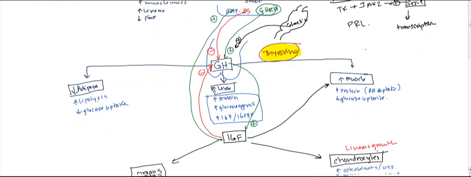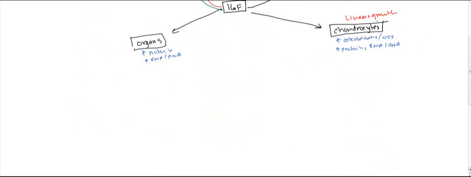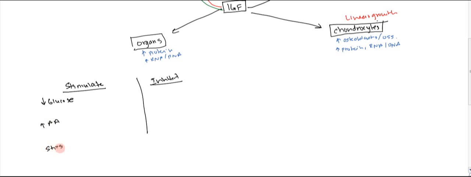Okay, so now that we've looked at these, let's look at things that can stimulate growth hormone and can inhibit. What can stimulate growth hormone is any decrease in glucose, any increase in amino acids, and any type of stress, mostly psychological.